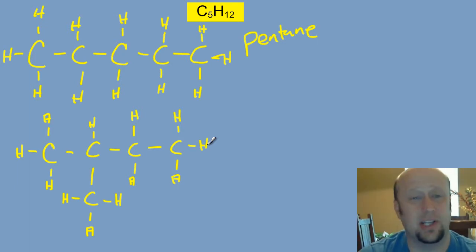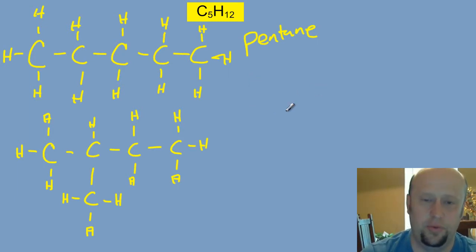So what I would ask you to do real quick is just pause the video, see if you can draw the other isomer of C5H12. See if you can find a different way to draw it that doesn't look like either one of these two, that is completely different, that shows a completely different structure. Okay, so hit pause and try that.